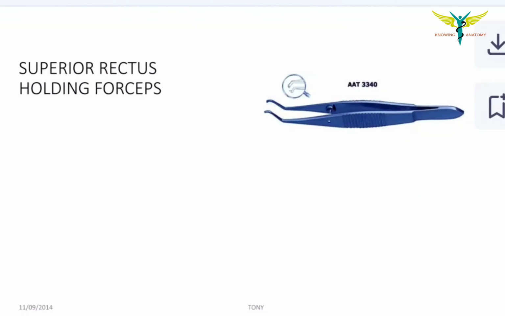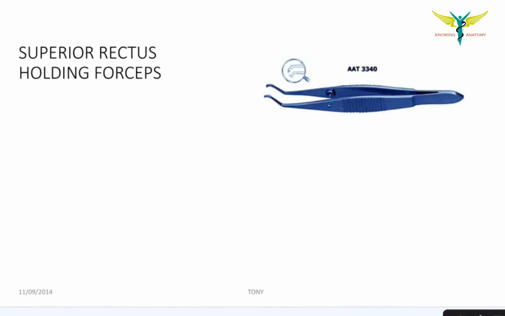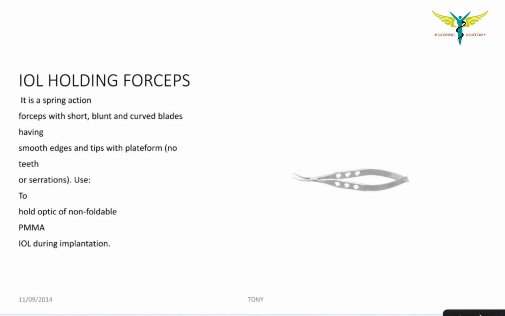Superior rectus holding forceps. This forceps is used to hold the superior rectus muscle during the surgery. And you can note, it has an indentation and the other handle is hooked so that it goes into this and holds the muscle. IOL holding forceps or intraocular lens holding forceps.